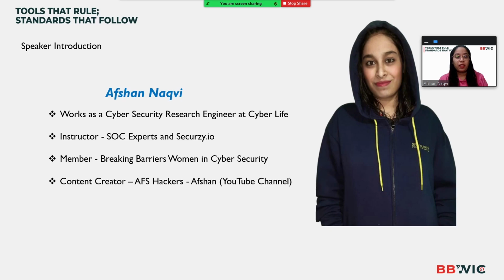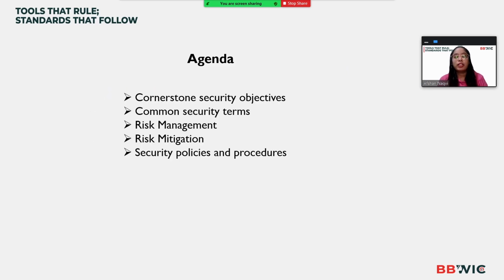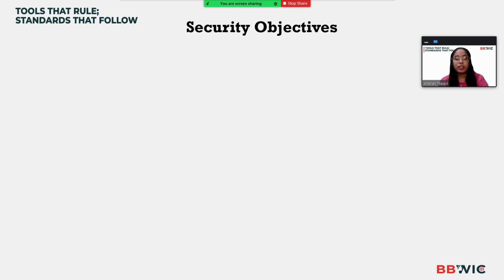Let's see the agenda of this video. We are going to learn about the cornerstone security objectives, common security terms, and risk management. We'll also discuss risk mitigation and security policies and procedures. Let's start with the first topic, that is security objectives.